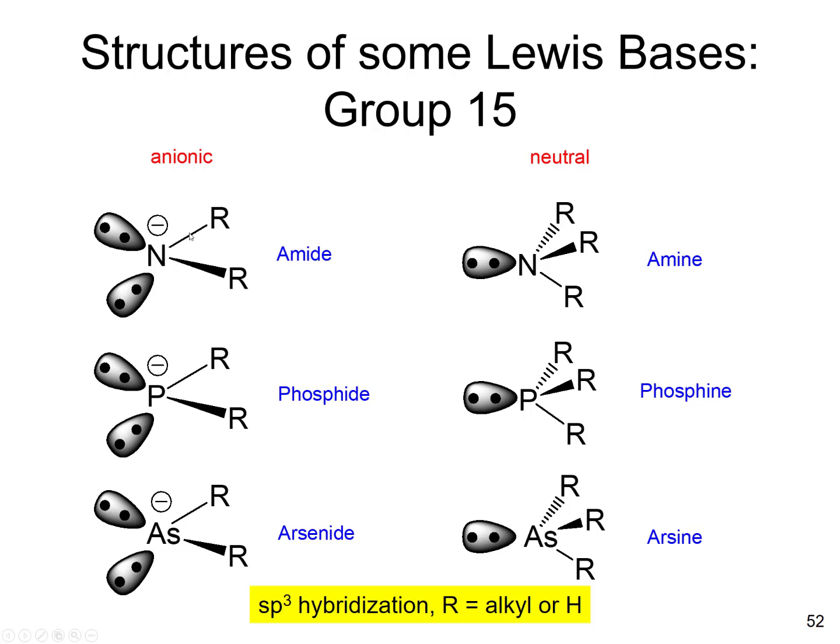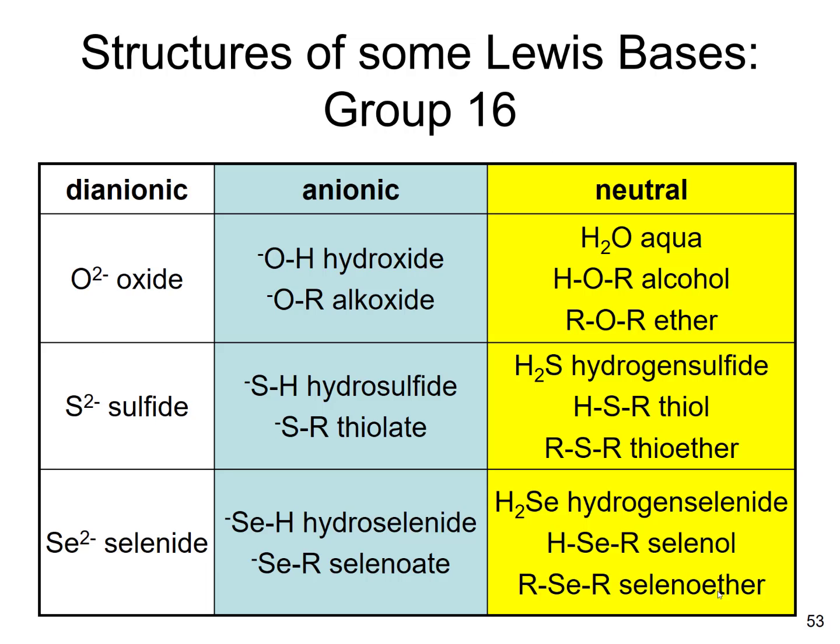donate to Lewis acids. Now, in analogy to the nitrogen species, you have the phosphorus and arsenic species, and these are called phosphine and phosphide, arsine and arsenide. But other than that, the structures and the chemistry are very similar to those of the nitrogen species. All of these species contain the central atom, in this case nitrogen, phosphorus, or arsenic, in an sp3 hybridized mode. If we move to group 16, again, we will encounter very common Lewis bases.